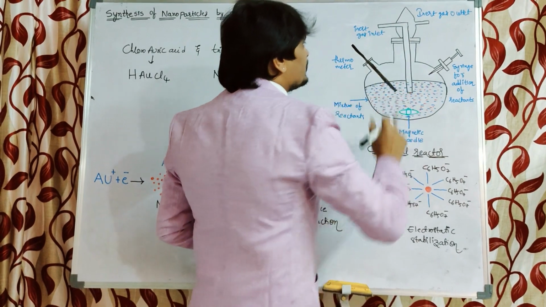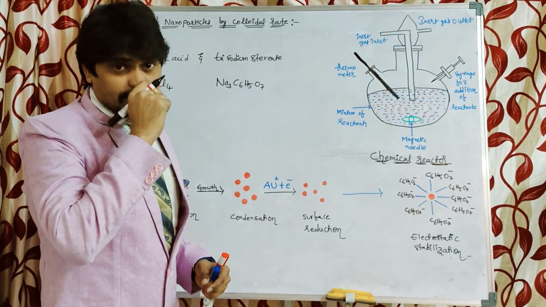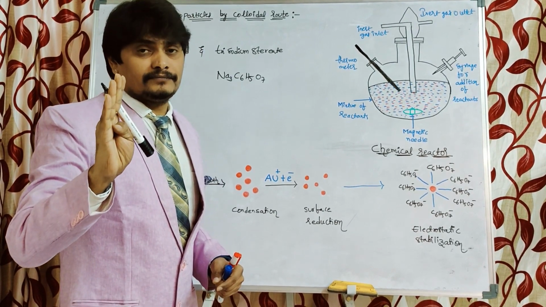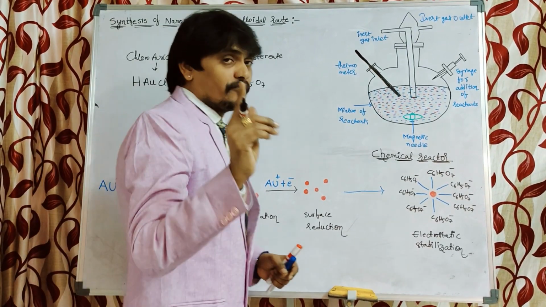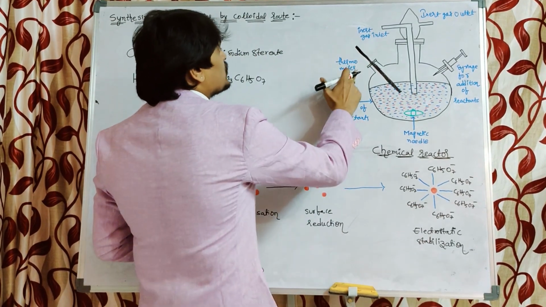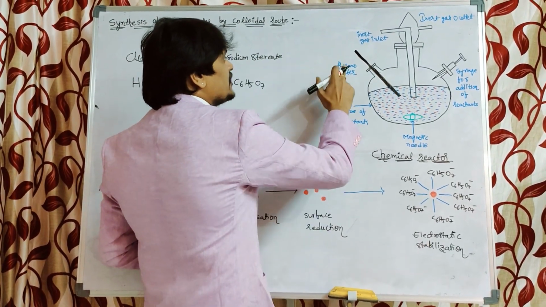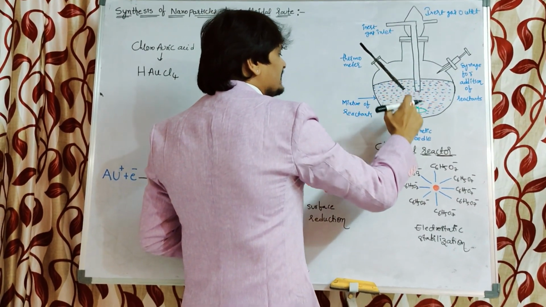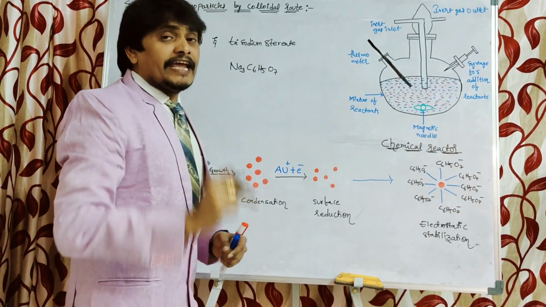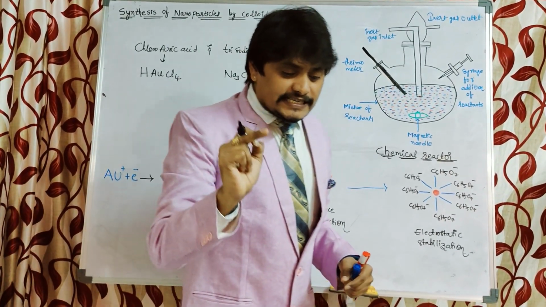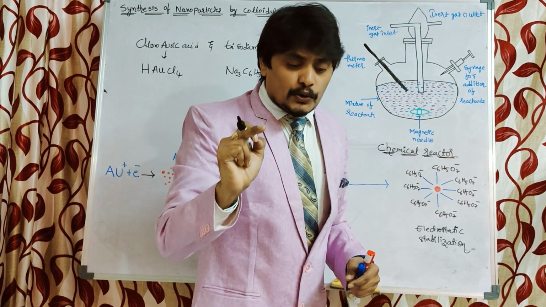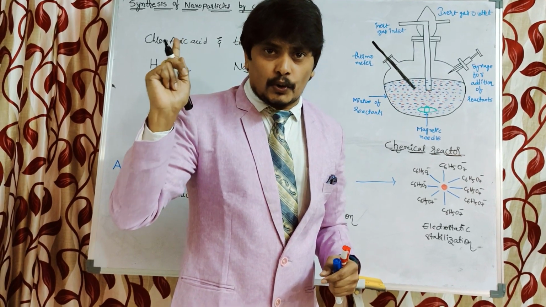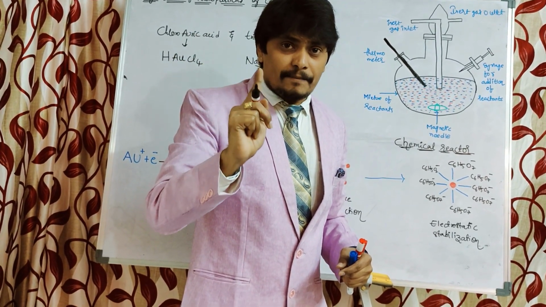There are 4 provisions. By means of this provision, we have to place the thermometer inside the chemical reactor in order to maintain the desirable temperature, in order to facilitate the reaction between the chloroauric acid and sodium stearate.